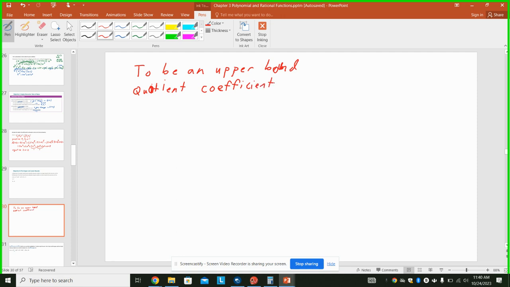All right. Quotient coefficients have to be positive to be an upper bound. Quotient coefficients are your answers. So it's in that third row, all those answers you get underneath the bar, that's your quotient coefficients. We'll pick it up from there tomorrow. The signs need to alternate, including the remainder.